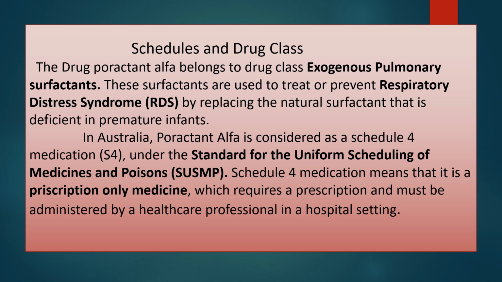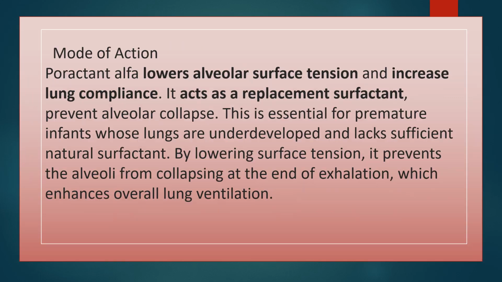So now let's discuss its mode of action. Poractant alpha lowers alveolar surface tension, preventing collapse and improving lung ventilation and oxygen exchange. This is essential for premature infants whose lungs are underdeveloped and lack sufficient natural surfactant.